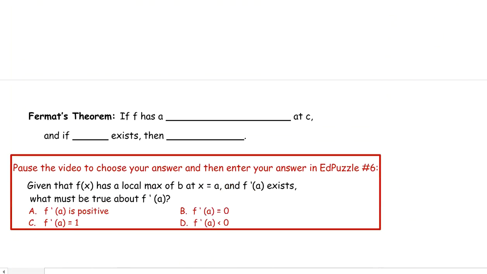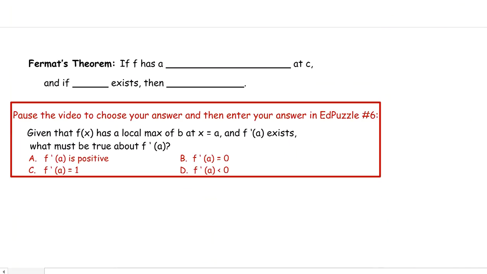All right, and we've got just one more idea. Fermat's theorem: if f has a local extremum at c, and if f prime of c exists, then there's only one possibility, because local extremes can only happen at discontinuities, corners, or at smooth turning points. And if we say the derivative exists, then it can't be a discontinuity and it cannot be a corner. So the only choice left is that f prime of c must be 0. It would have a horizontal tangent.